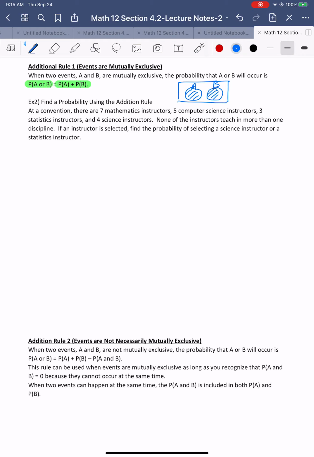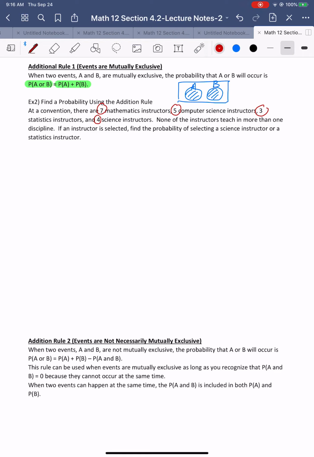Let's do example 2. Find the probability using the addition rules. At a convention, there are 7 mathematics instructors, 5 computer science instructors, 3 statistics instructors, and 4 science instructors. None of the instructors teaches in more than one discipline, which means each instructor teaches only one subject. If an instructor is selected, find the probability of selecting a science instructor or a statistics instructor.